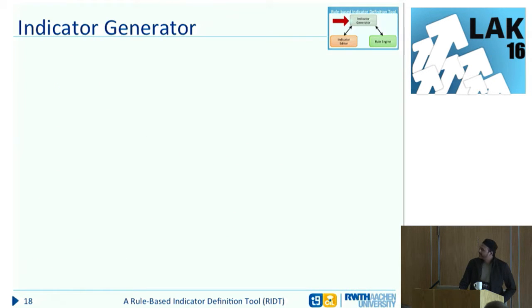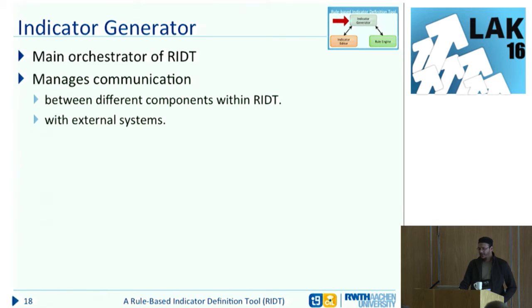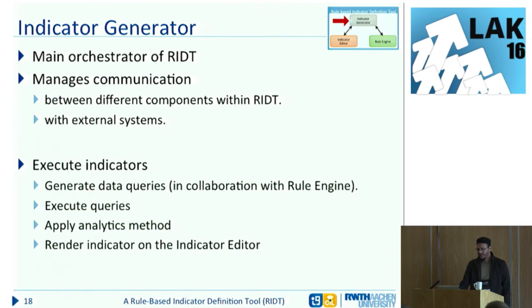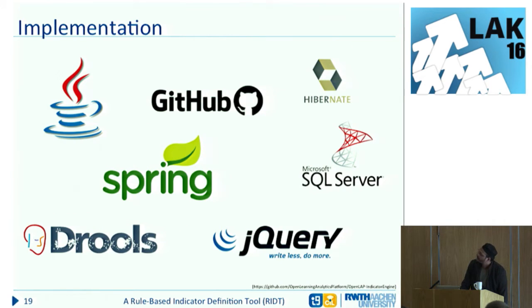And of course, the indicator generator is the main orchestrator. It manages the communication between the components and external systems. It executes the whole internal indicator process: it generates the query, executes the query, applies the method, and visualizes it. This is a Java-based application, and the whole tool is open source. So we are planning to give the GitHub links so that more people can look into it.